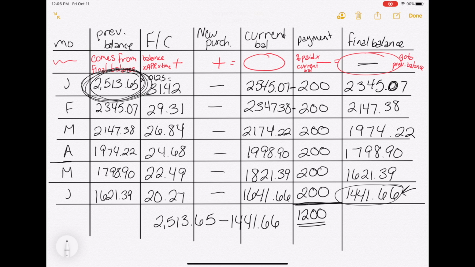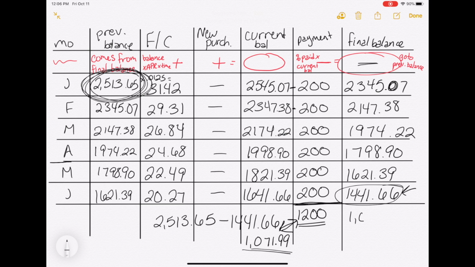Okay. So we started off with that balance and we ended with this balance, $1,441.66. So the difference between those two numbers, 2513.65 minus 1,441.66. We ended with, okay, so these are the two numbers that we need. So we made payments of $1,200, but we only paid off $1,071.99. So we're going to divide these two numbers out.